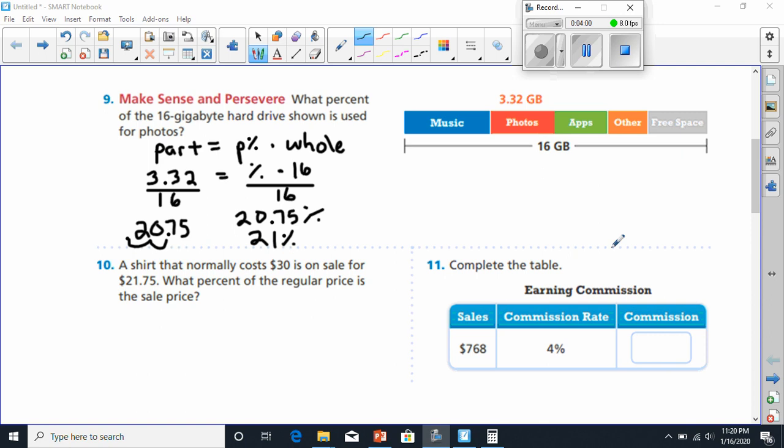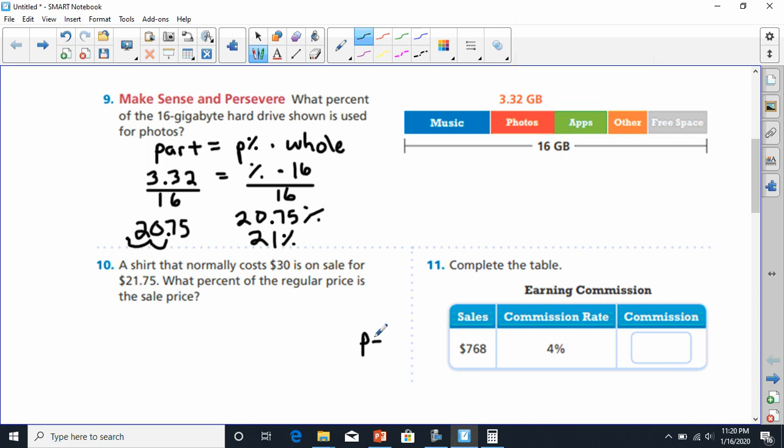Next, I have number 11. And number 11 says complete the table. The sales is $768. The commission rate is 4%, and they want to know what the commission is going to be. To do this, I have to remember again, part equals the percent times the whole. I'll just put that over here. Now I see that the part is actually going to be the commission. So the sales and the commission rate are the percent and the whole. So this is 768.